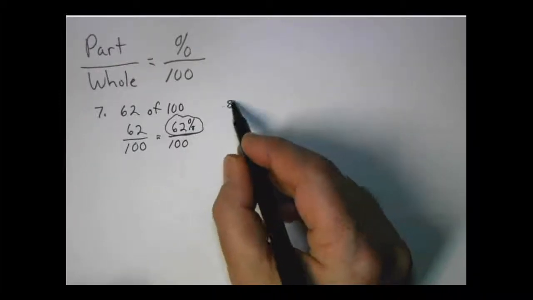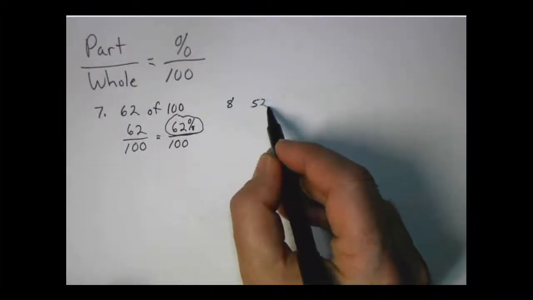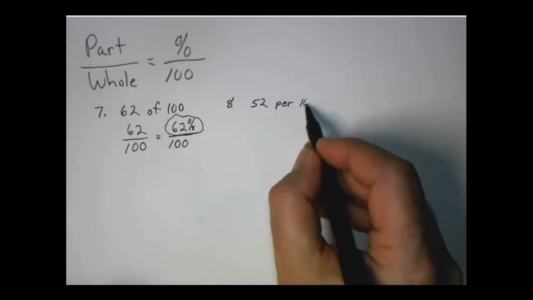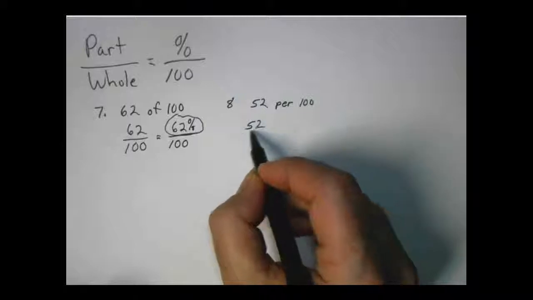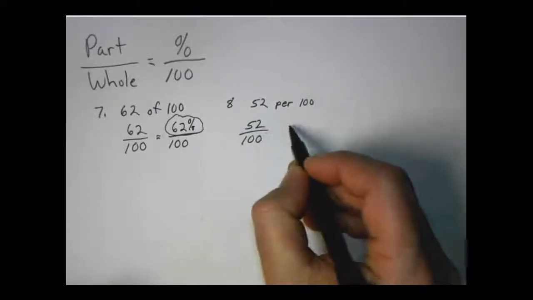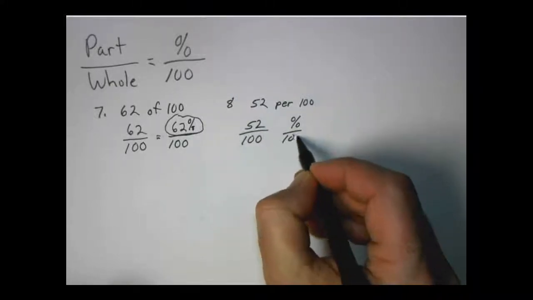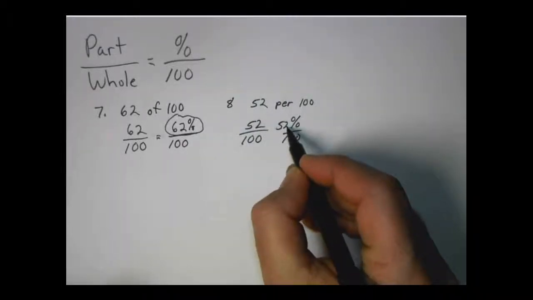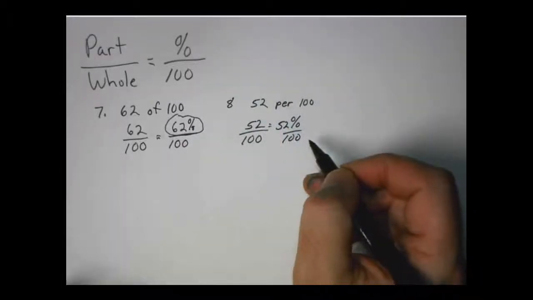Number 8, right next to it, same type of a deal. They're writing it just a little different way. It means the same. So 52 out of 100 is what percent out of 100? Well, again, if it's already over 100, I just simply move it over, and we have 52%.